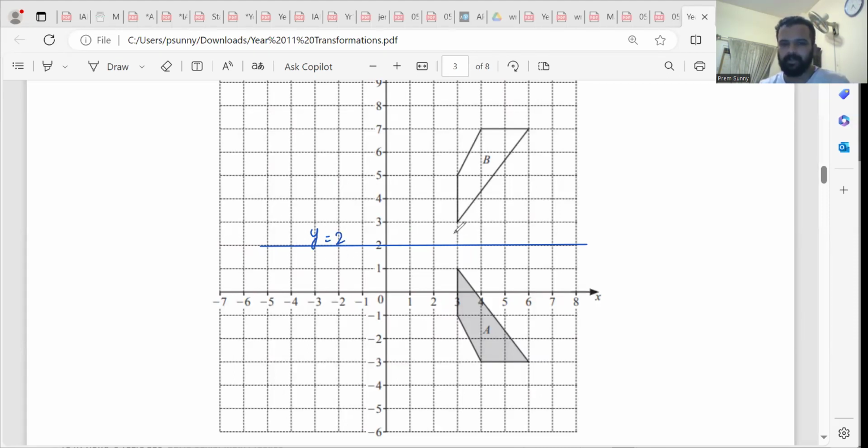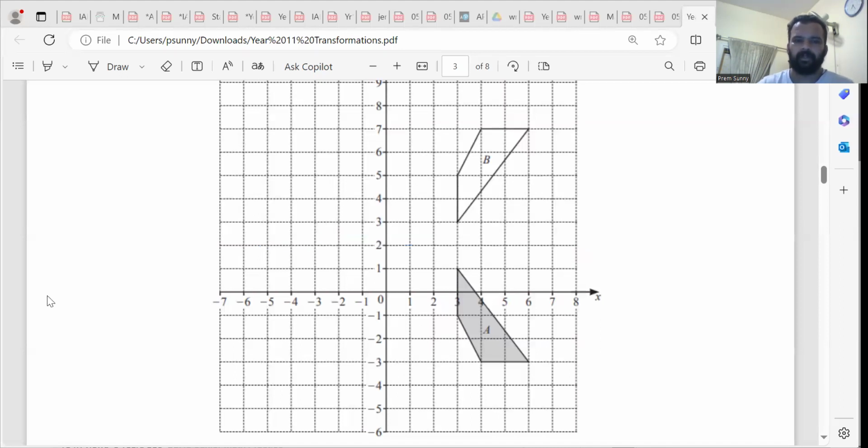This was a reflection because one up, one down. So to get the corresponding point here, 1, 2, 3 up, so 1, 2, 3 down. To get this point from the mirror line, 1, 2, 3, 4, 5. So 1, 2, 3, 4, 5. So the single transformation that fully describes A to B is a reflection on the line y is equal to 2.